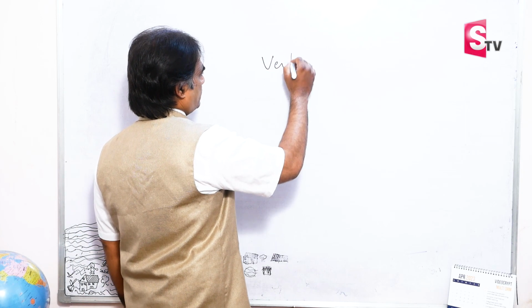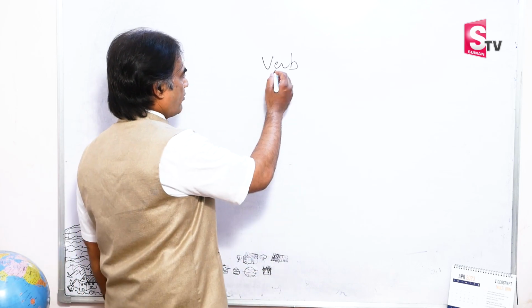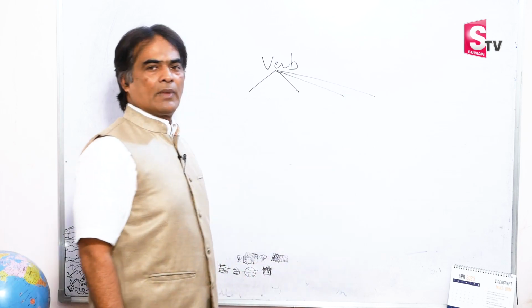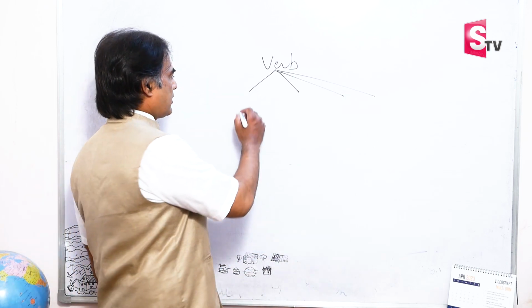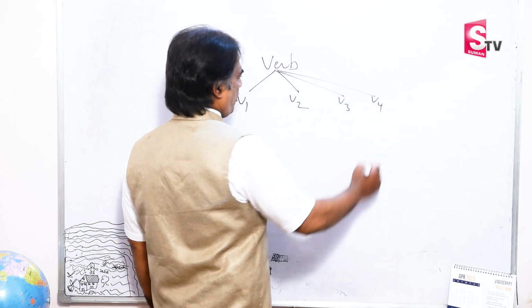Today, I am going to discuss when to use V1, if it's go, when to use V1, if it goes. Let's first understand there are four forms. There are generally four forms to any verb, generally referred to as V1, V2, V3, V4.